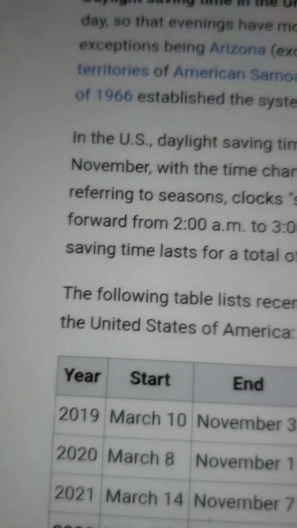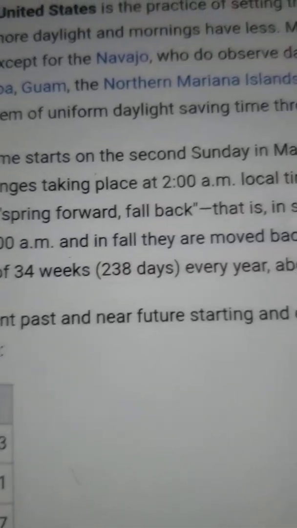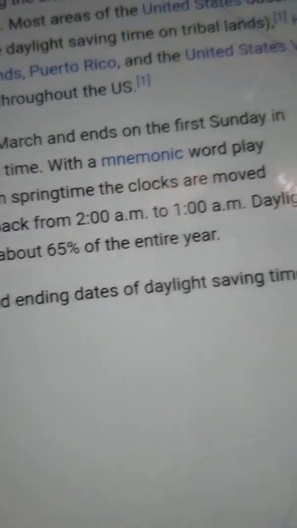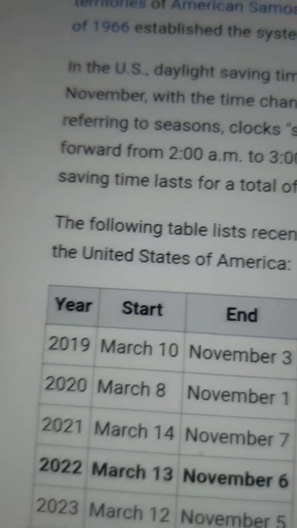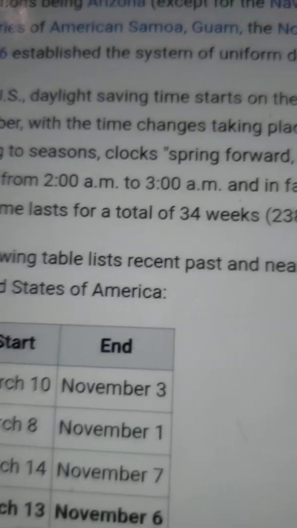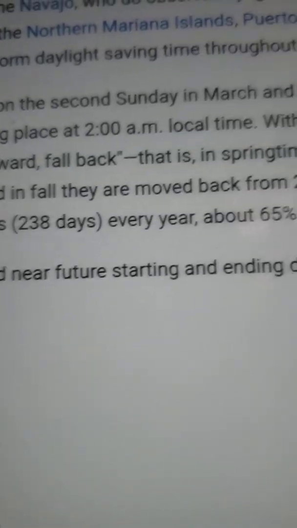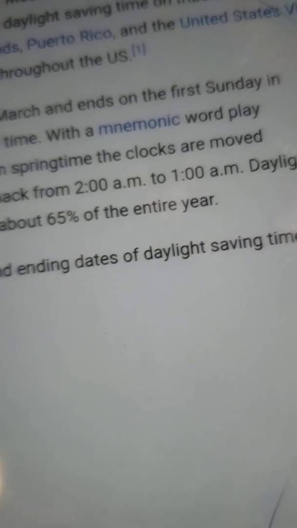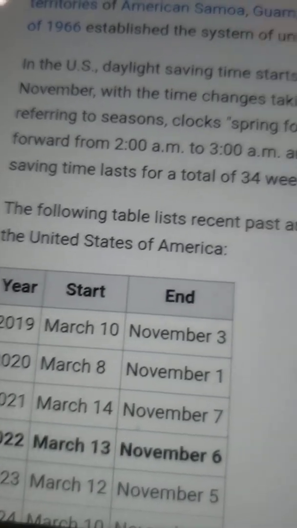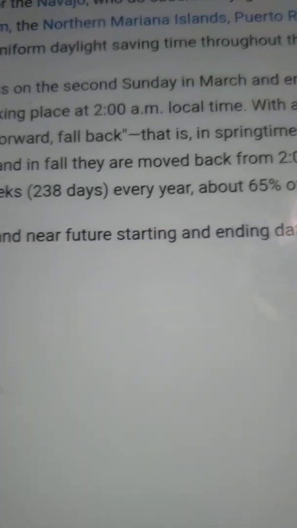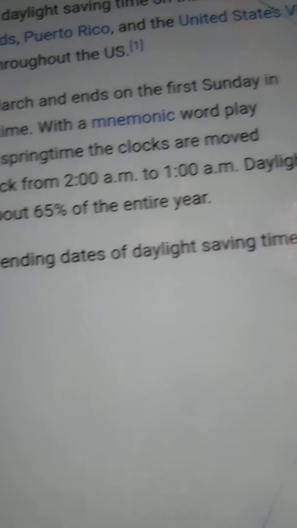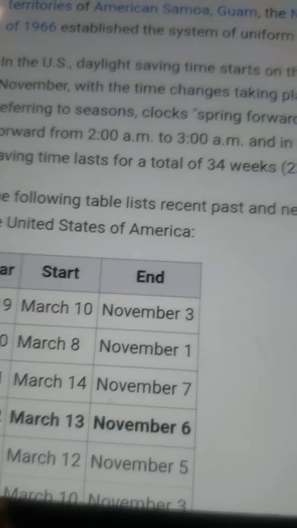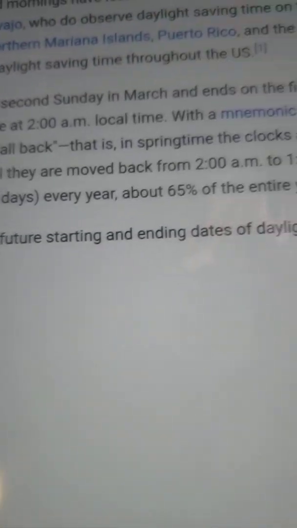Okay. In the U.S., daylight saving time starts on the second Sunday in March and ends on the first Sunday in November, with the time changes taking place at 2 a.m. local time. The mnemonic wordplay referring to the seasons and clocks is: spring forward, fall back. That is, in springtime the clocks are moved forward from 2 a.m. to 3 a.m., and in the fall they are moved back from 2 a.m.